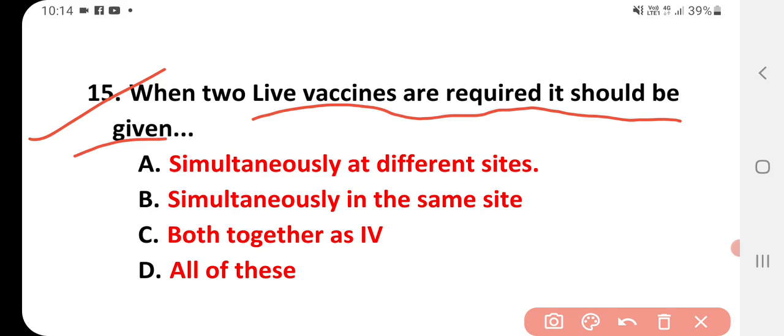Next, 15th, when two live vaccines are required, they should be given simultaneously at different sites, simultaneously in the same site, both together as IV, and all of these. So when two live vaccines are required, they should be given simultaneously at different sites. So option A.